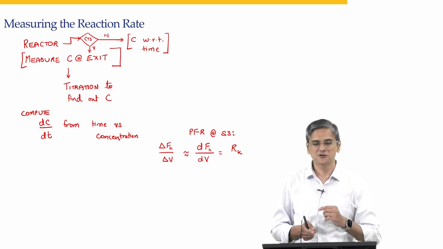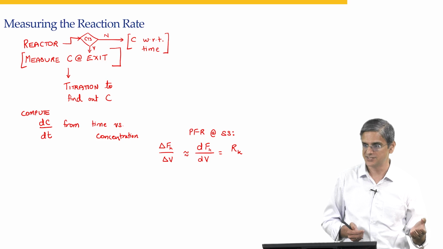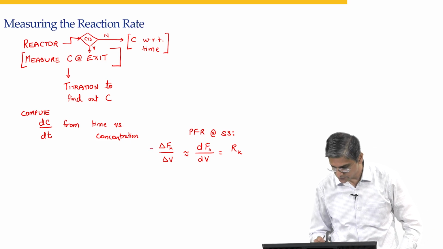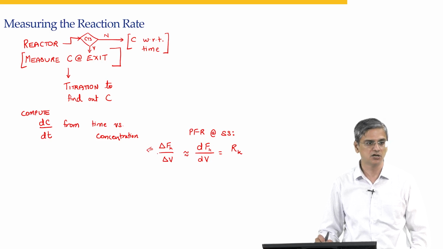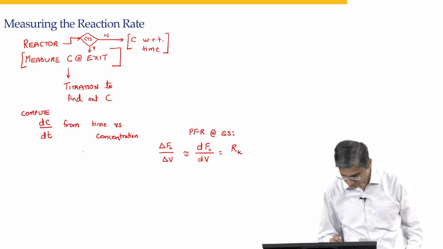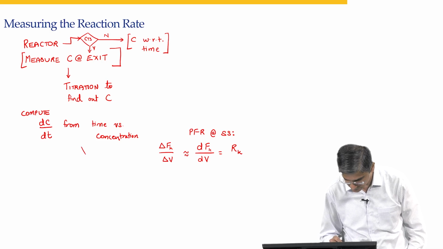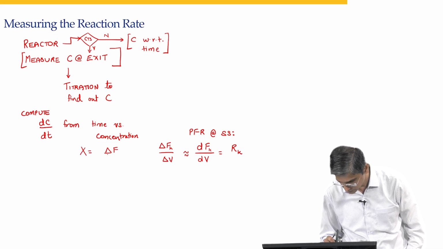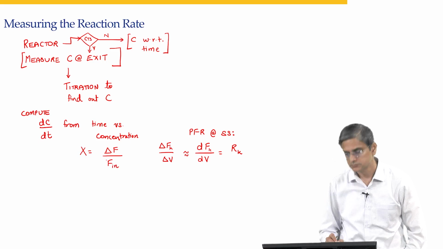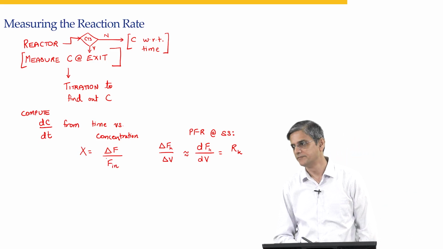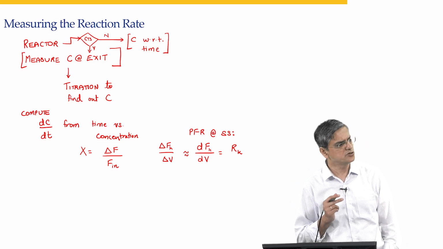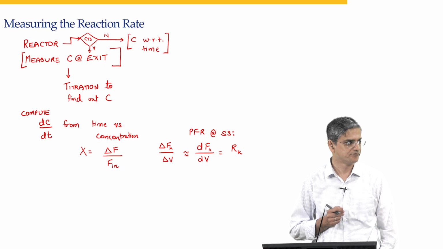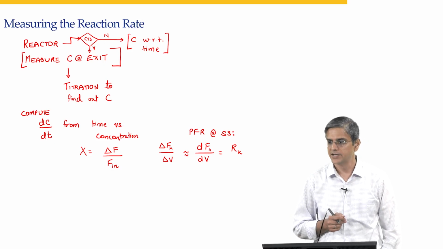But you will not do that because you want to minimize the number of experiments. So, what we usually do is we run experiments where your delta C, or your conversion, is small. So, we run this reactor where the conversion is of the order of 1 or 2%, and we measure our reaction rate.